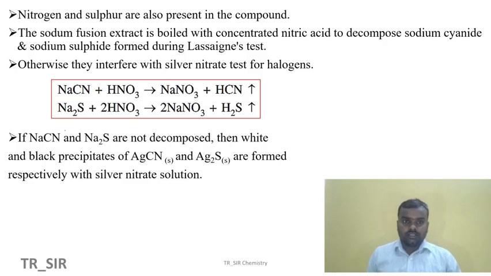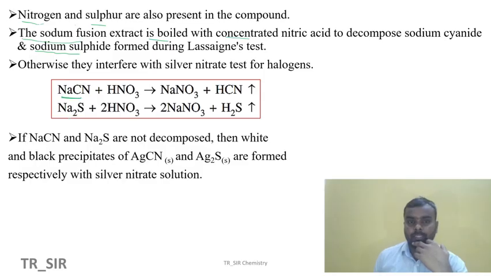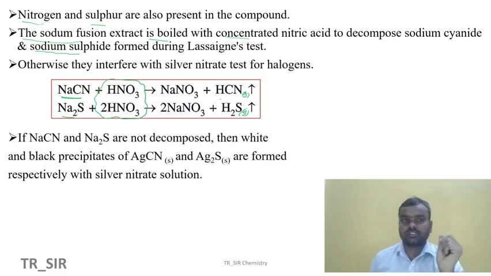Next, along with this, nitrogen and sulfur may also be present in the compound. So not only halogens are available, there is some nitrogen and sulfur also present in the compound. How to separate those? The sodium fusion extract is boiled with concentrated nitric acid to decompose the sodium cyanide as well as sodium sulfide. So we are treating them with concentrated nitric acid. HCN gas is evolved as well as hydrogen sulfide gas. Very bad smell, H2S smell.